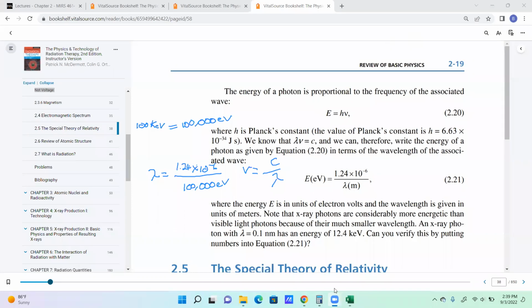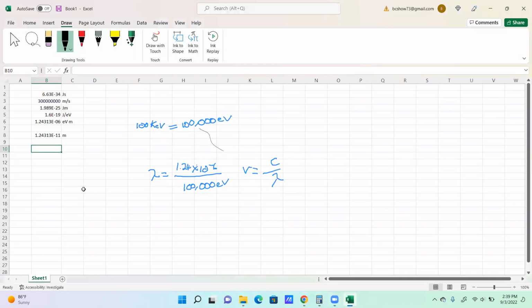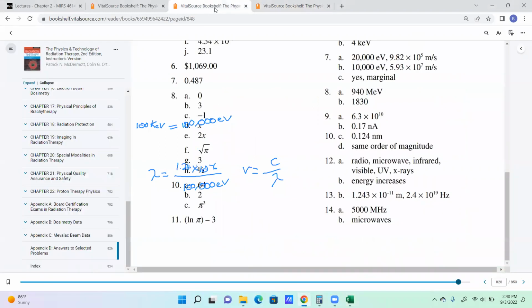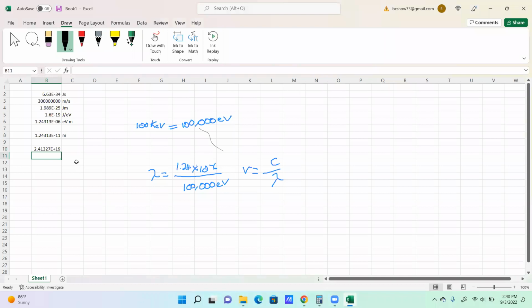So I've got the speed of light divided by this, coming up with something that's very, very big. Is this correct? 2.4 times 10 to the 19th hertz. Yep, indeed. That is indeed it.